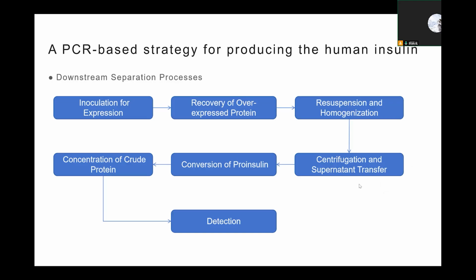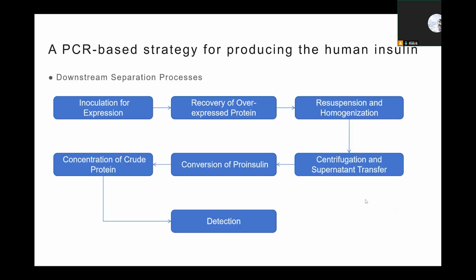Then the pellet was resuspended in 50 millimolar Tris-HCl. The crude protein extracts were sonicated for 5 to 10 minutes on ice until the cells were homogenized.